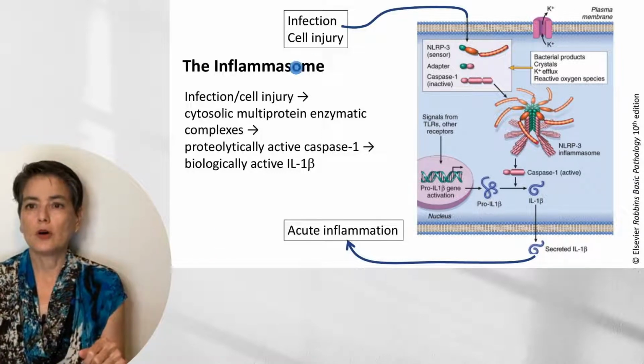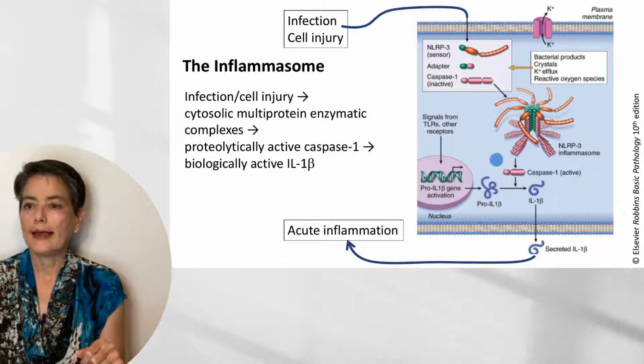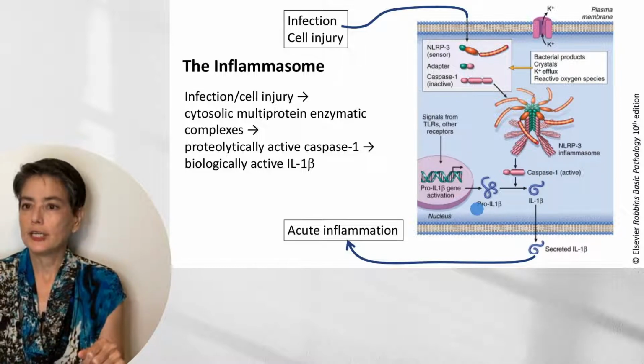So as you'll recall, you have infection or cell injury, which is going to cause the formation of this cytosolic multi-protein enzymatic complex called the inflammasome. And the role of the inflammasome is to generate the proteolytically active caspase 1. Now, what caspase 1 will do is take pro-IL-1 beta, cleave it, and activate it. Pro-IL-1 beta gene activation will come following signals from toll-like receptors and other receptors.